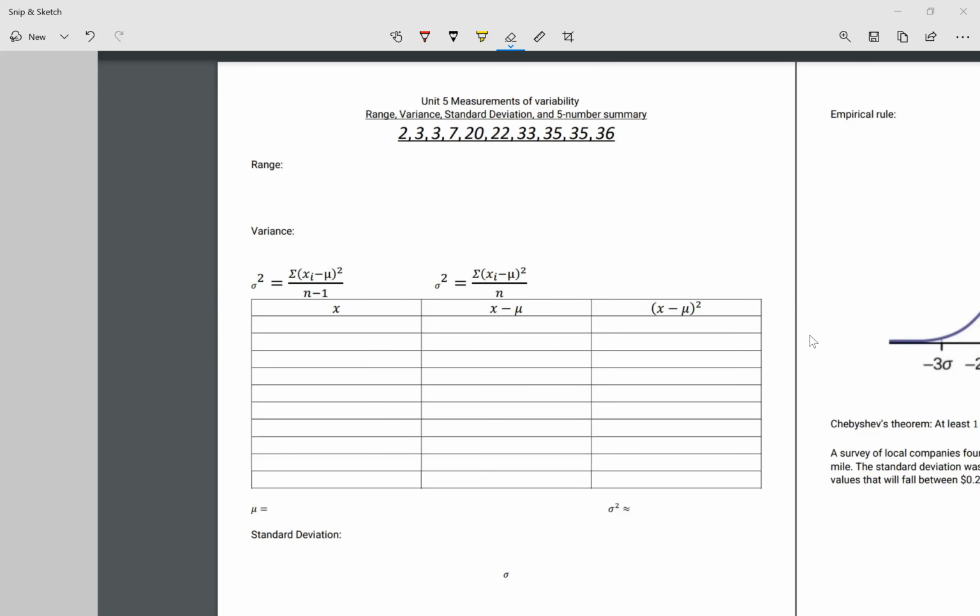Okay, so yesterday was pretty simple, right? We started with a 5-number summary, and then we talked about the range. Just as a little reminder, range was how we saw the dispersion in the data, right? How far apart was the data. Now we're gonna move into something that we called variance.